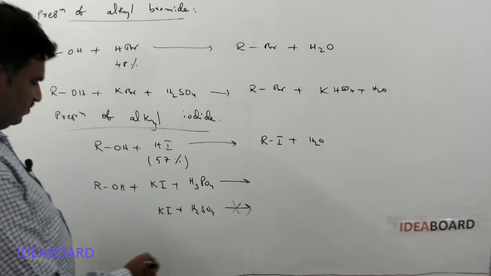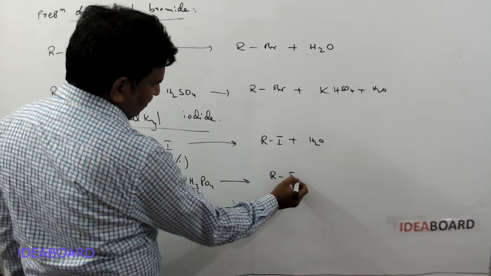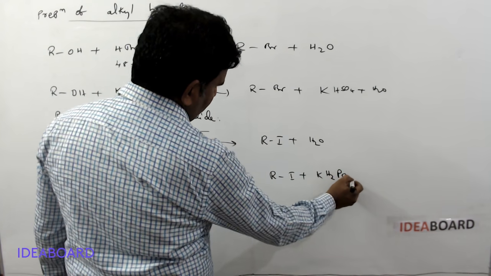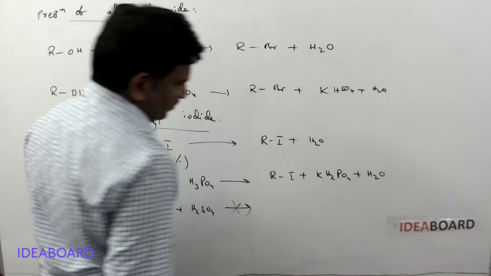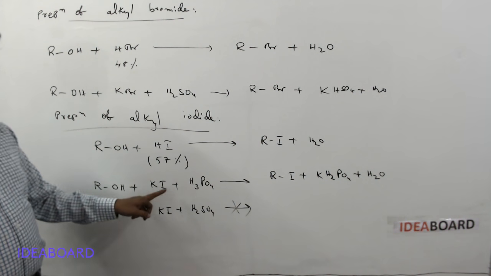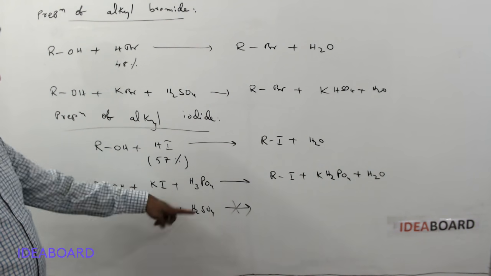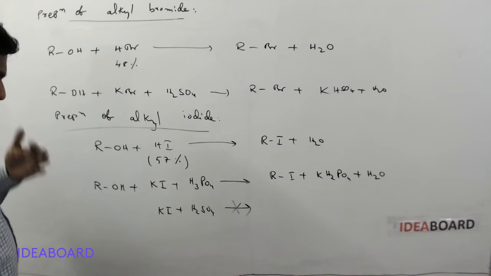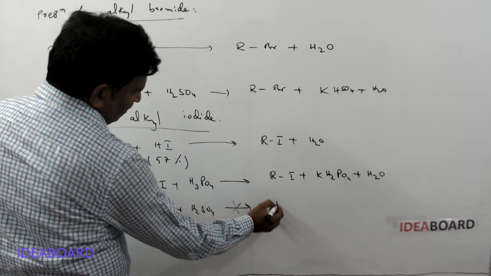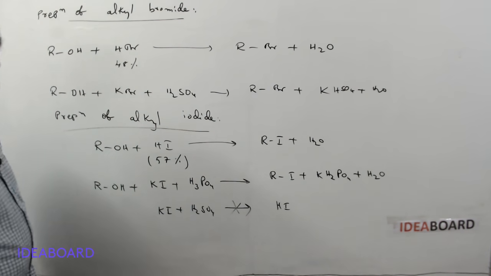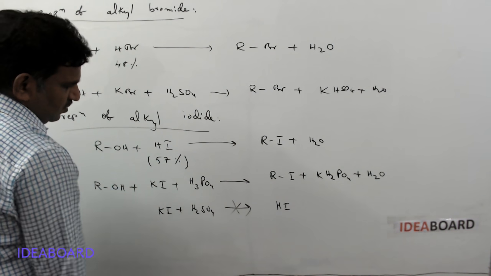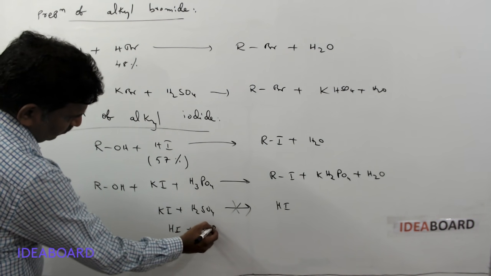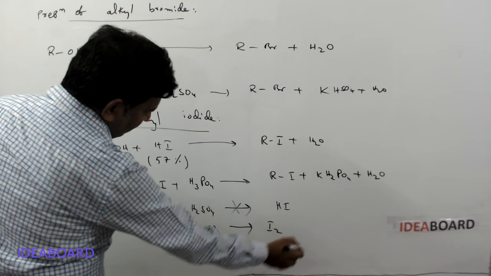Why it is not taken, we will explain. So then what is formed here? RI plus KH2PO4 plus H2O. Okay, so a potassium iodide and H3PO4 mixture is taken, not like KBr with H2SO4. We are not taking KI with H2SO4 because KI with H2SO4 will give HI, and that HI formed is converted by the H2SO4 into I2 again.